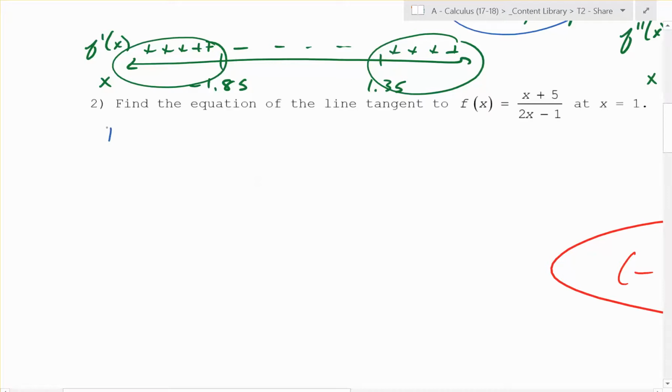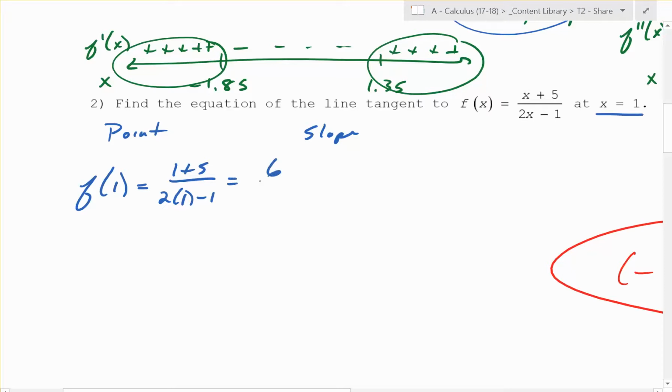So again, you need a point and a slope. Let's find the point. That's going to be f of 1 because we have x is 1. It's going to be 1 plus 5 over 2 times 1 minus 1. So that's 6 over 2 minus 1, 6 over 1 is 6. So the point is going to be 1 comma 6.